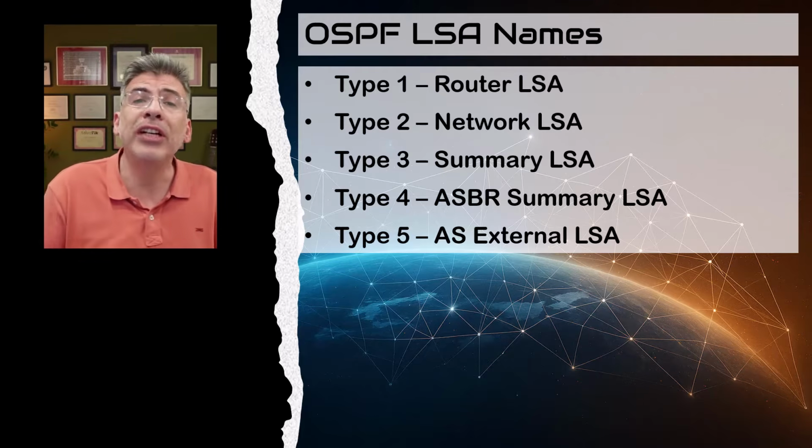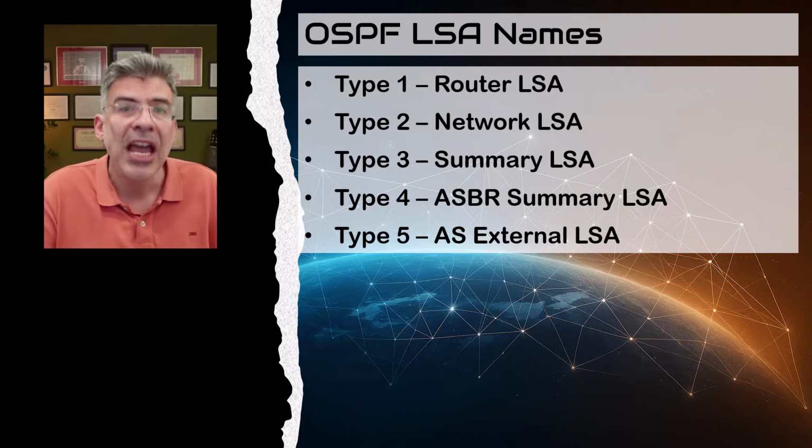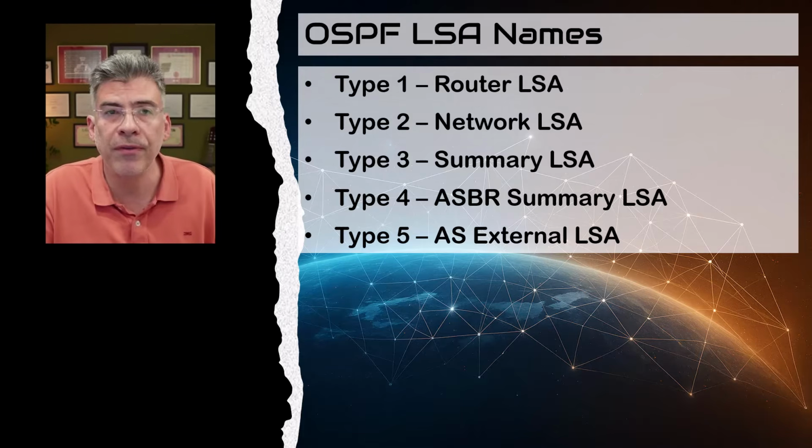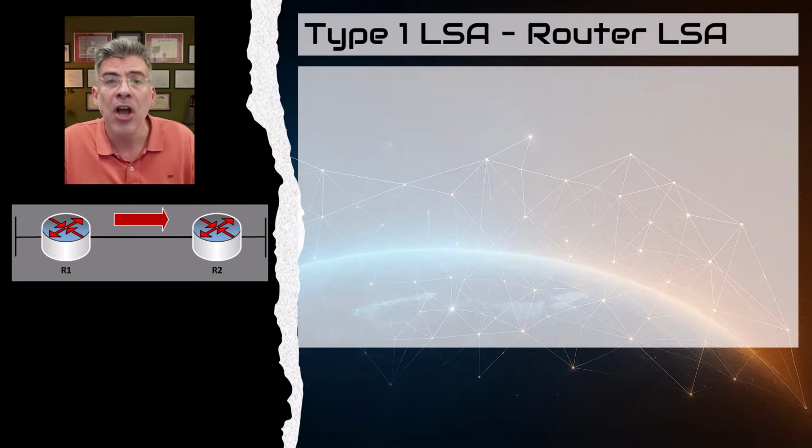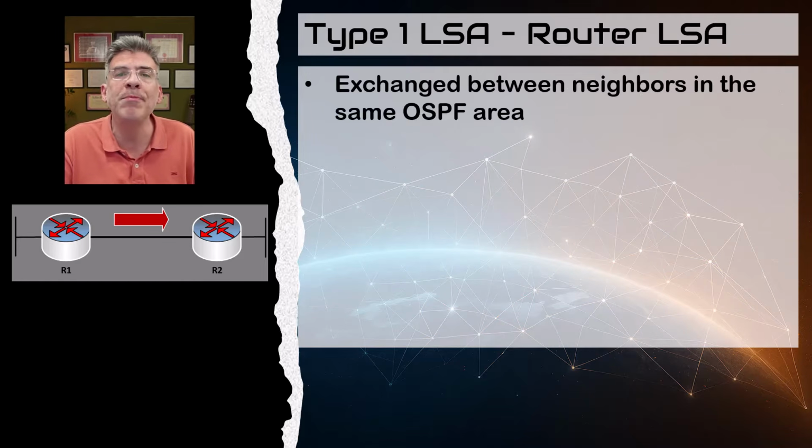Let's take a closer look at each of these LSA types and see what they're used for. Now, Type 1, or router LSAs, are exchanged between OSPF neighbors found within the same area.